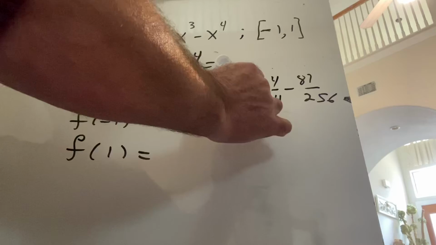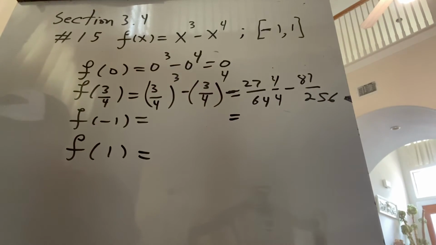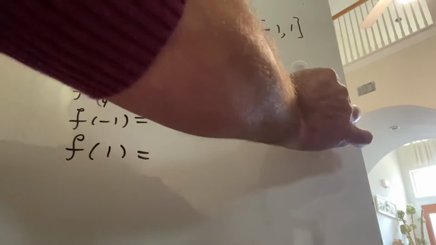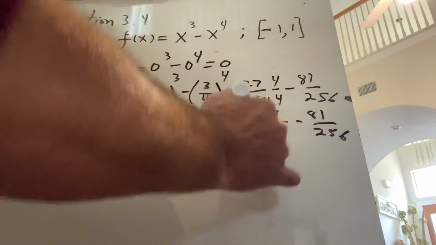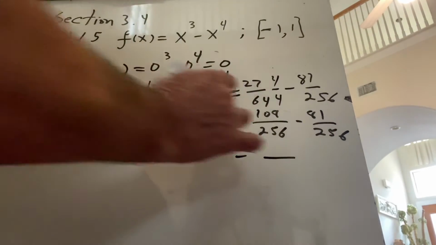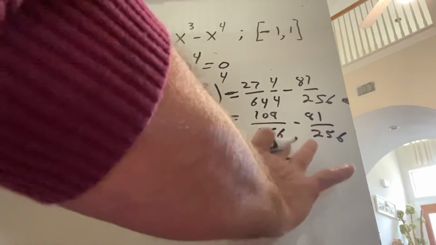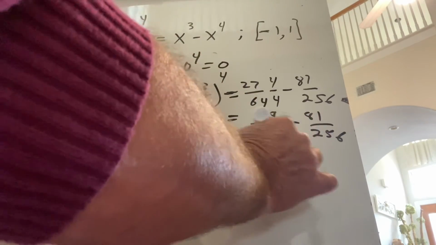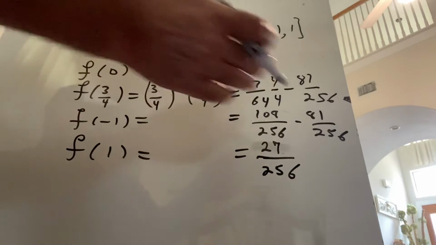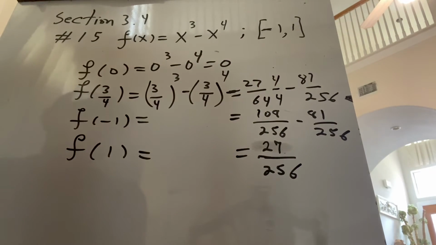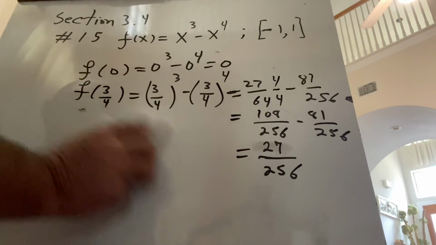Now, 4 times 27 becomes 108 over 256. But then we also have 81 over 256. Now that you have the same denominator, you can combine them into one fraction. That's the reason why we wanted the same common denominator. 108 minus 81 is 27. So 27 over 256 is the value. Again, you can approximate it, but I think most of the time they want the answer in fraction form. I'm going to move these two down a little bit so we don't get them mixed up with this value. So far we have found two of the values.